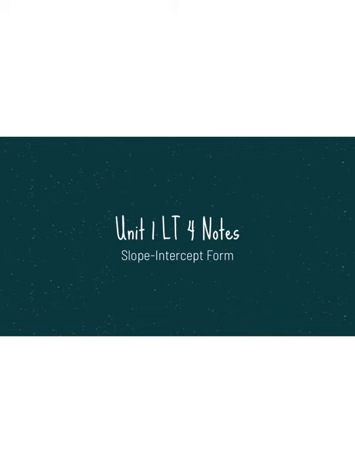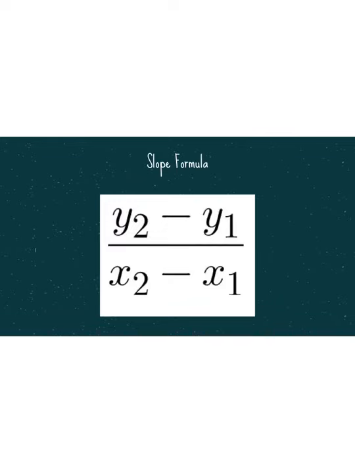Today we're going to be working on Unit 1 LT4 Notes, Slope-Intercept form. The slope formula is y2 minus y1 over x2 minus x1. What that really means is the change in y over the change in x.